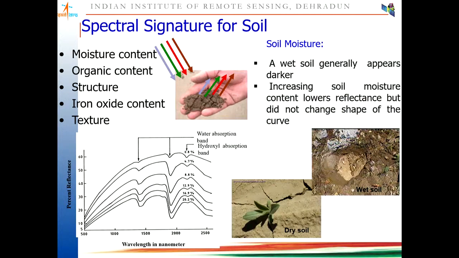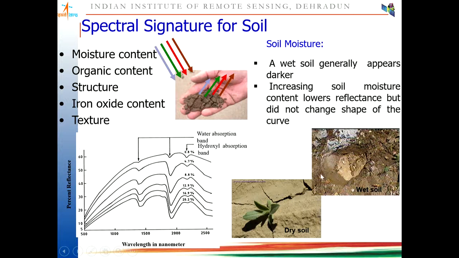Similarly, for soil, the spectral signature would be affected by moisture content, organic content, the structure of the soil, that is whether it is clayey soil or sandy soil, etc., and the iron oxide content, also the texture. Texture would be connected to the structure of the soil. Okay? So a wet soil would generally appear darker because of the presence of water.